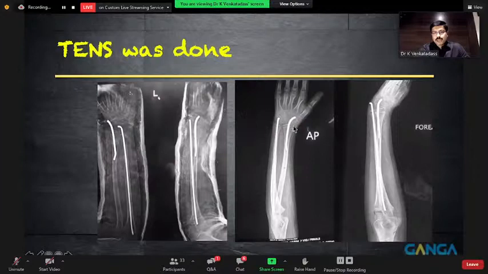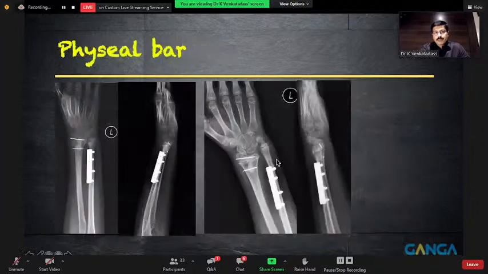The reduction looks good. And at 6 weeks, the fracture healed well. The only problem is this pin was placed transphyseally, and the ulnar fracture also healed. And unfortunately, this girl developed a distal radial physeal bar. She presented to us with a physeal bar. We did a bar excision and ulnar shortening osteotomy initially.